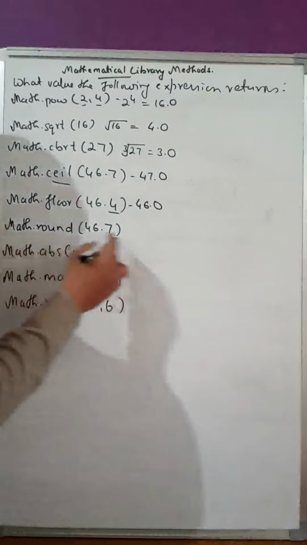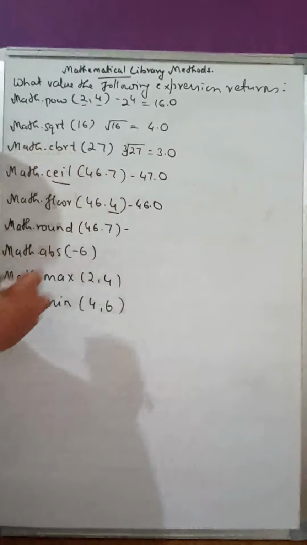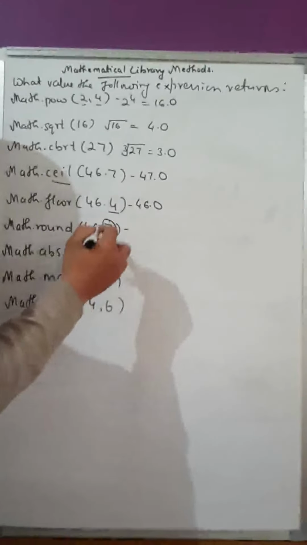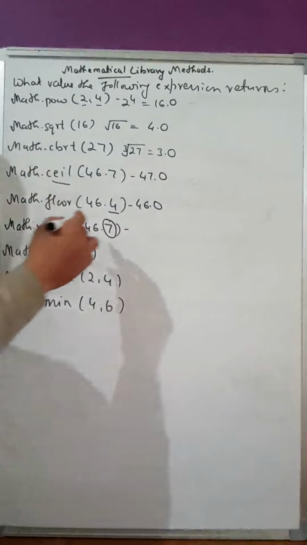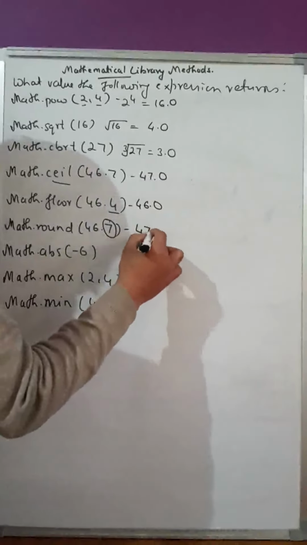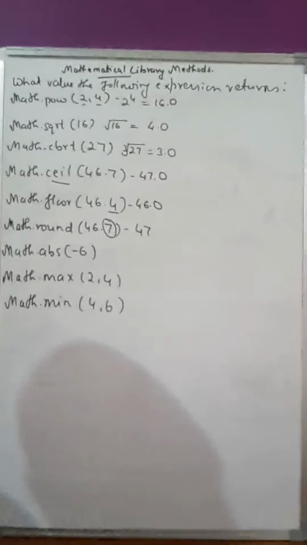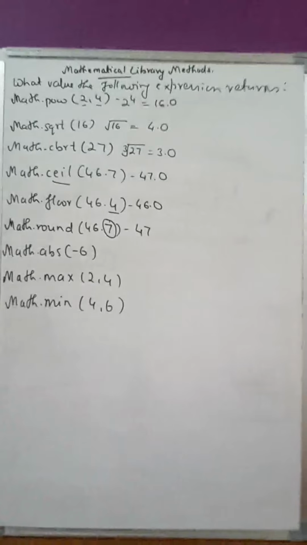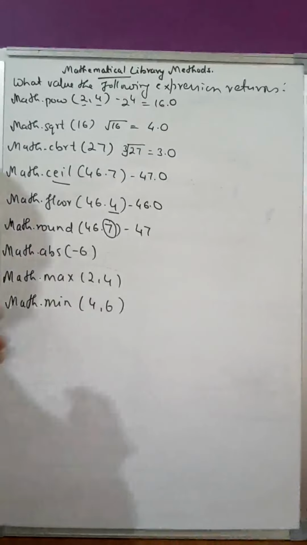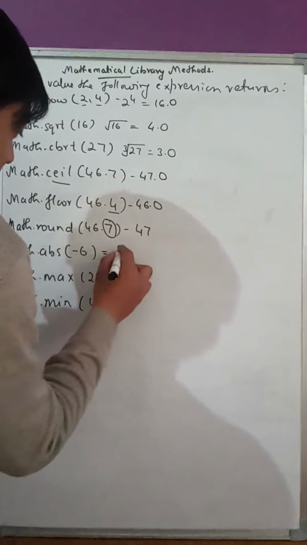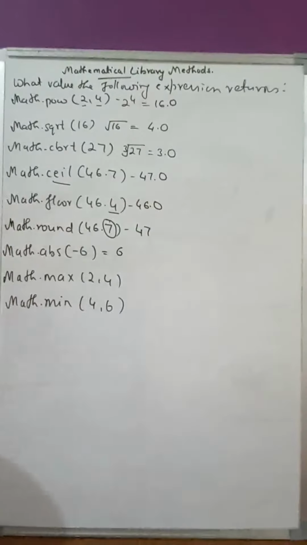Next is Math.round. It works the same as our mathematical rounding. So if this number is 5 or greater, you will be writing down the next value over here. Next is the absolute function. In the absolute function, what will happen? You have to just take out the sign from the number, and the return value will be 6 over here.